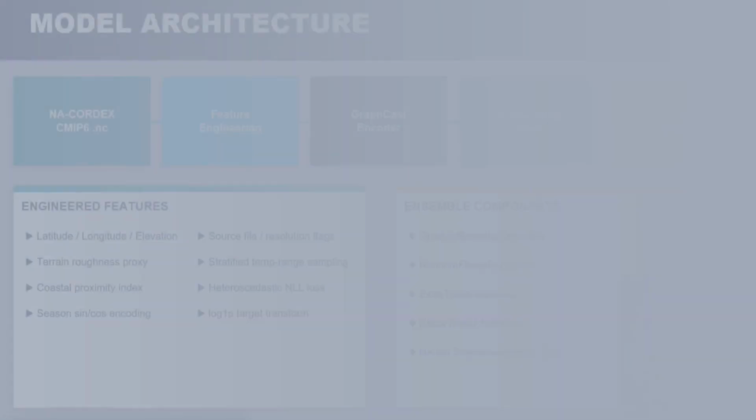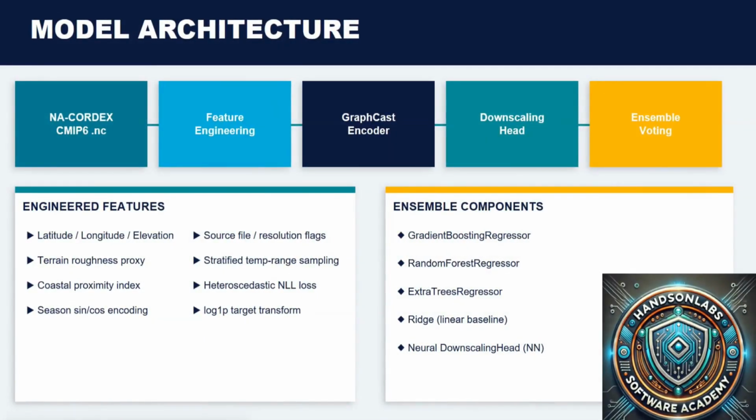Then let's look at the model architecture. Like I previously said, this system is built on the NA-CORDEX, okay, and then with the NC files, and it is loaded and pre-processed. Then advanced feature engineering was implemented. Then the GraphCast model was used as the encoder, and of course the fine-tuning base. Then of course this downscaling head took place, and then the ensemble voting.